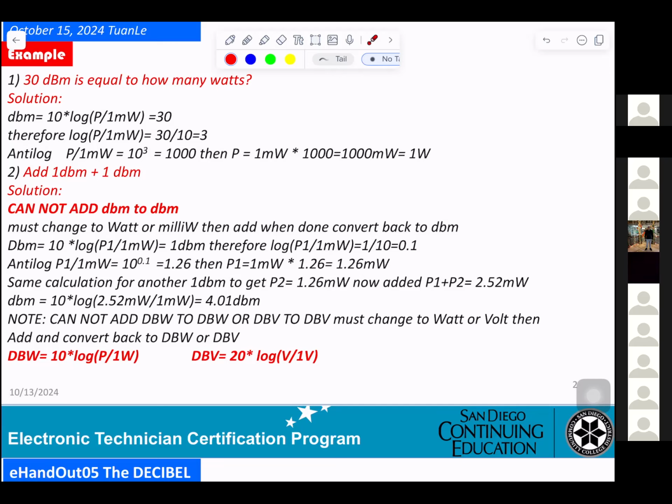The solution. Okay. dBm, the formula for the power will be, okay, 10 times log of power divided by milliwatt. Okay, and that will equal 30. Now, then you can take the log of P over 1 milliwatt.